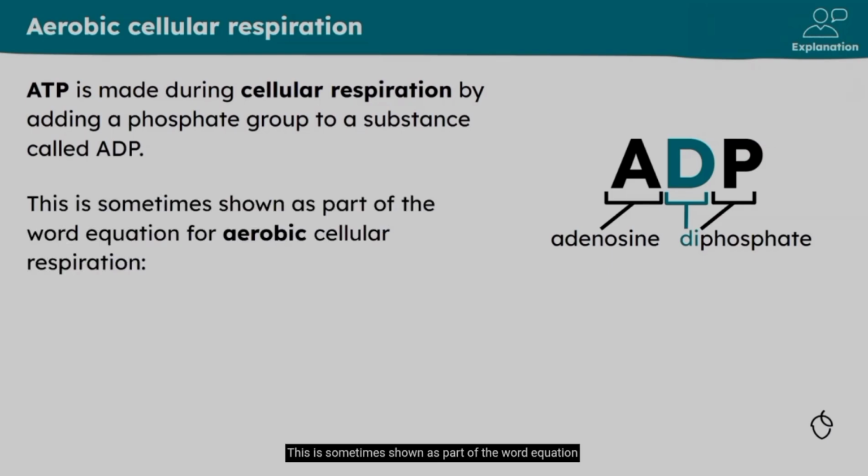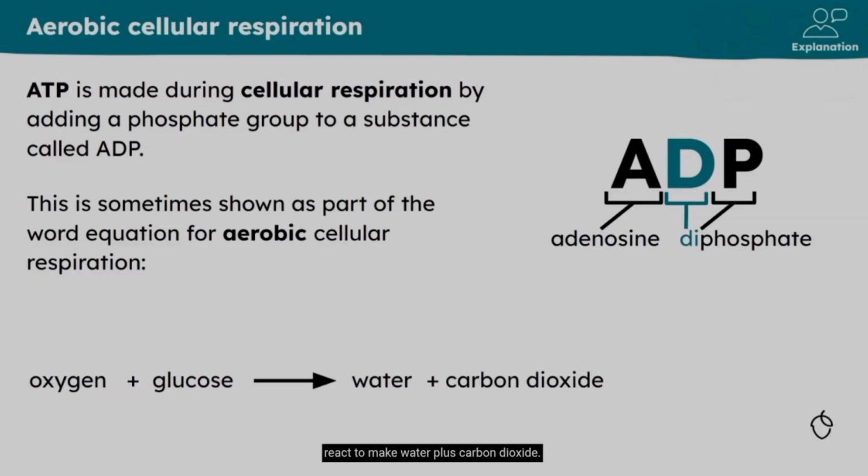This is sometimes shown as part of the word equation for aerobic cellular respiration. So we can represent this happening as, oxygen plus glucose are reactants, react to make water plus carbon dioxide. But also what we have happening is we have ADP and a phosphate group. They're combining and they're creating ATP.